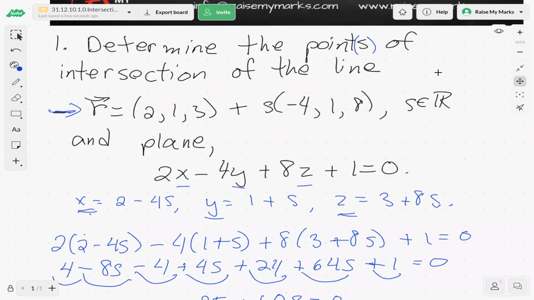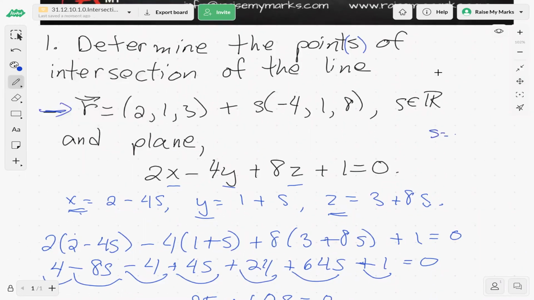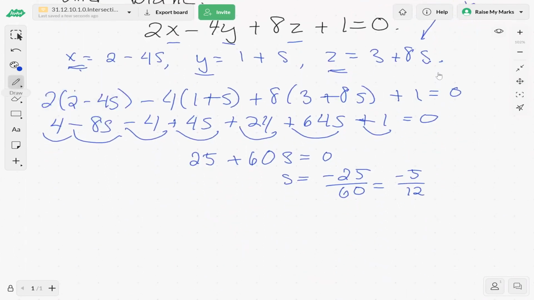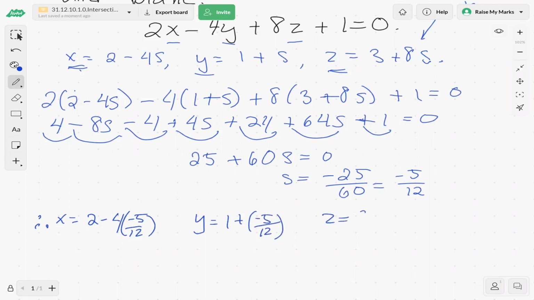So we're going to find that point, and how we're going to do that is we're going to take that value of s equals negative 5 over 12 and plug it into our point, either the vector or parametric form. Let's plug it into the parametric form. So x equals 2 minus 4 times negative 5 over 12, y equals 1 plus negative 5 over 12, and z equals 3 plus 8 times negative 5 over 12.